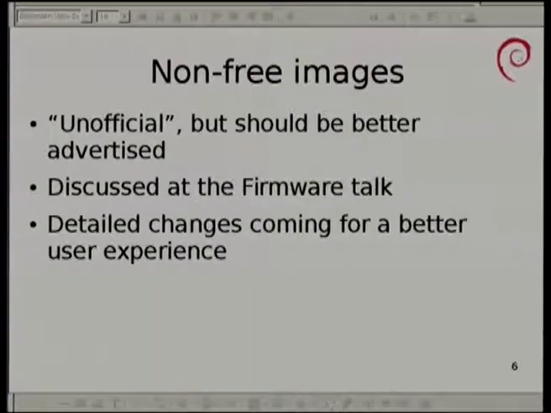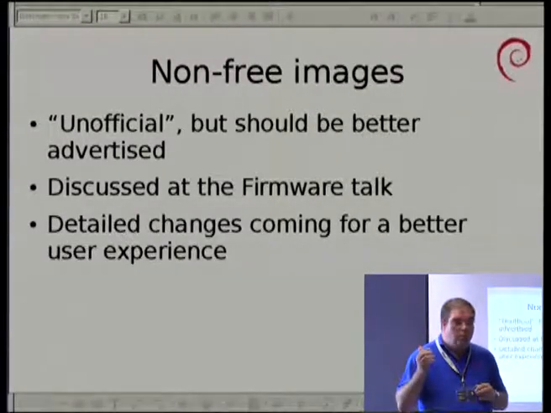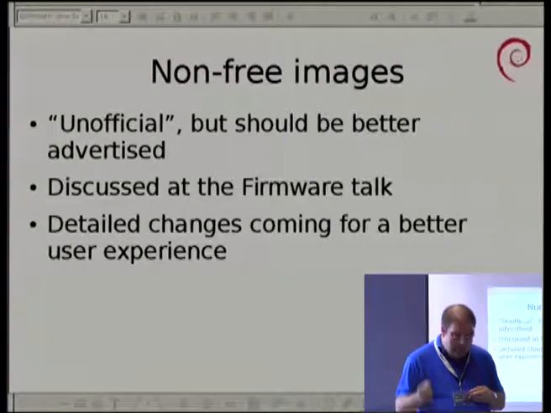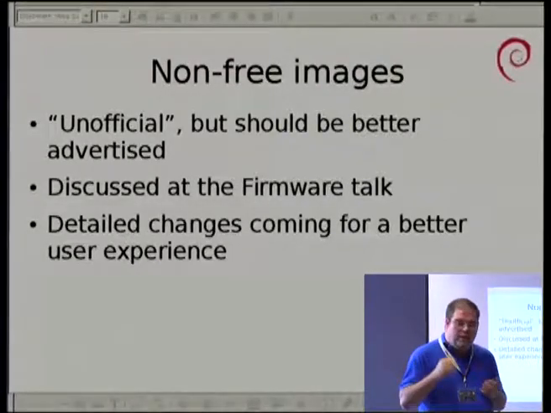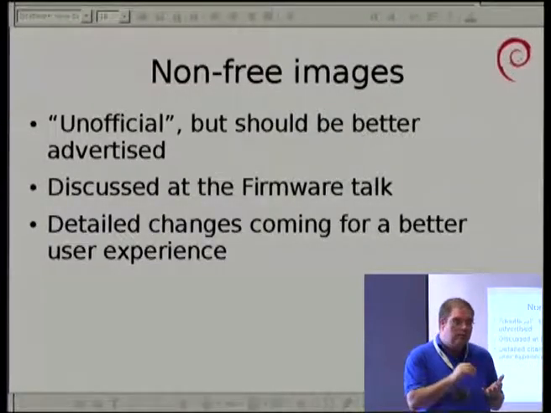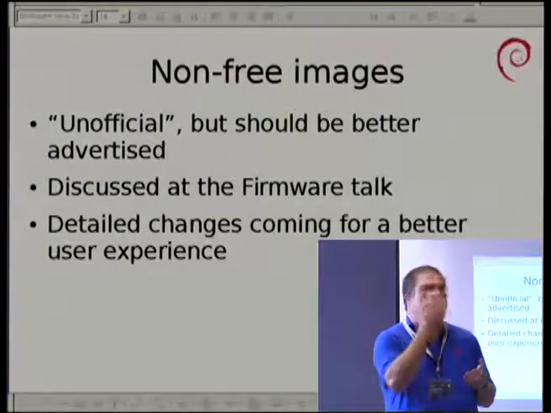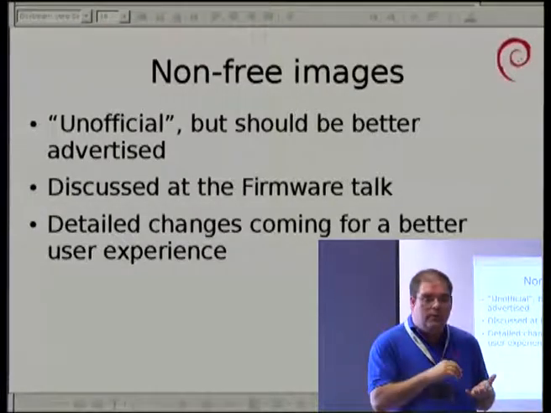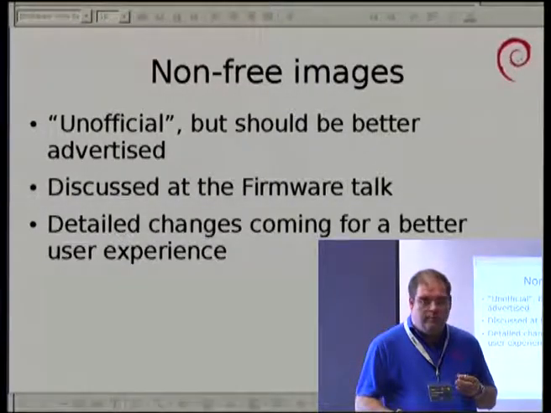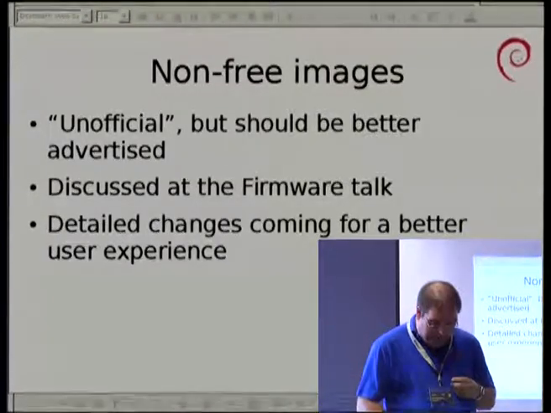We are still continuing to make non-free images. This is not non-free in terms of including non-free normal applications, but for those people who weren't in the firmware talk we had the other day, we explained it a bit there. They are images explicitly that contain non-free firmware. So for those people who have CDs, net laptops or servers, whatever, that need non-free firmware to be able to do basic things because of hardware support, we do provide images for those people.